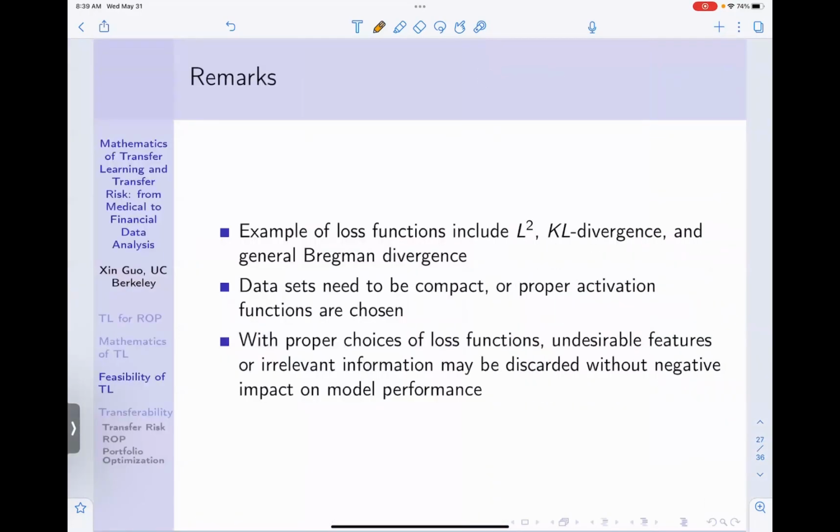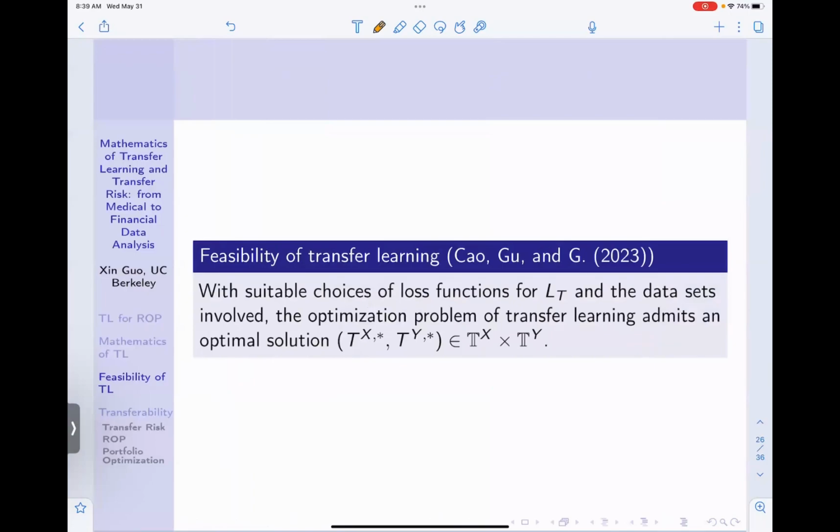The examples of choices of loss functions include many of these, including the L2, and what people have done in KL divergence, and so on and so forth. The data set just needs to be compact, or as I said, if the data sets are not compact, then you need to make sure the activation functions are properly chosen.